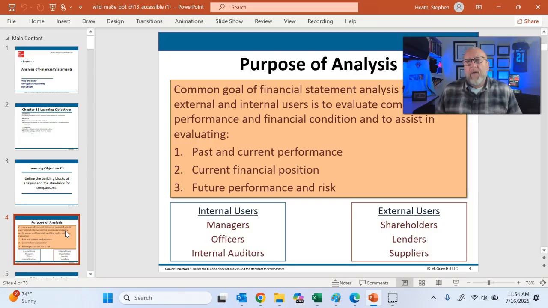Okay, so a common goal of financial statement analysis for both external and internal users is to evaluate the company performance and financial condition, right? We're going to look at the past results and we're going to look at the current performance. We might even look at future anticipated expectations. We're going to look at the financial position of the business. And then, like I said, we're obviously going to want to know what the outlook is, right?